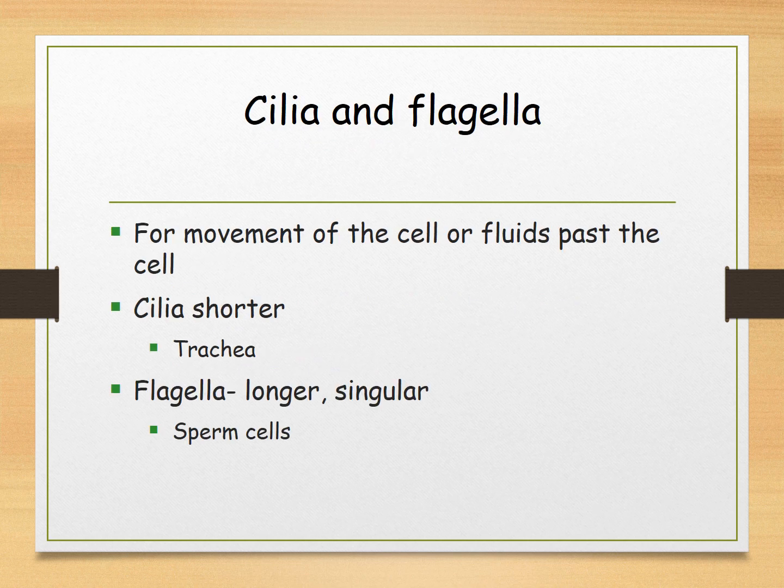Cilia and flagella are both involved in movement. Cilia are much shorter than flagella and are more numerous. An example in the human body where you would find cilia are the cells found in your trachea. These cells are also associated with mucus-secreting cells. So mucus is released, this traps dust and debris, and the cilia move to sweep these substances out of your trachea so it doesn't enter down into your lungs.